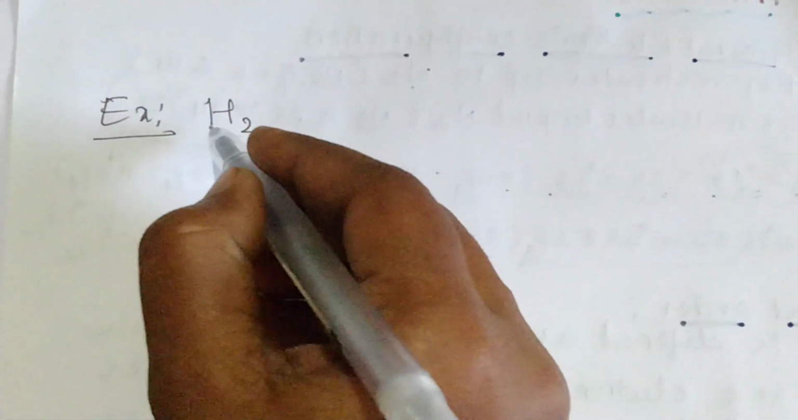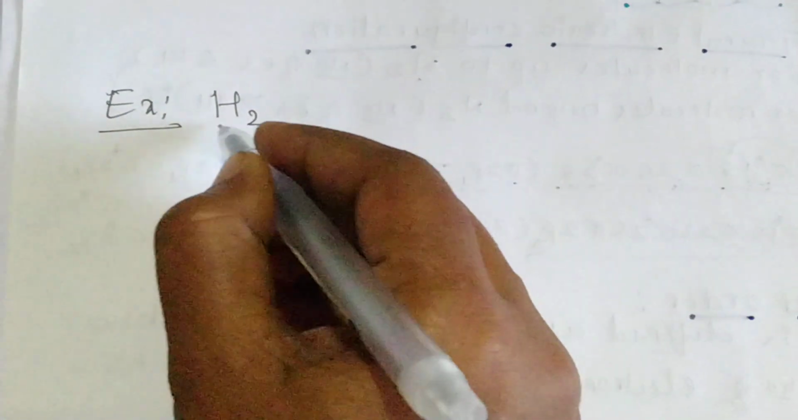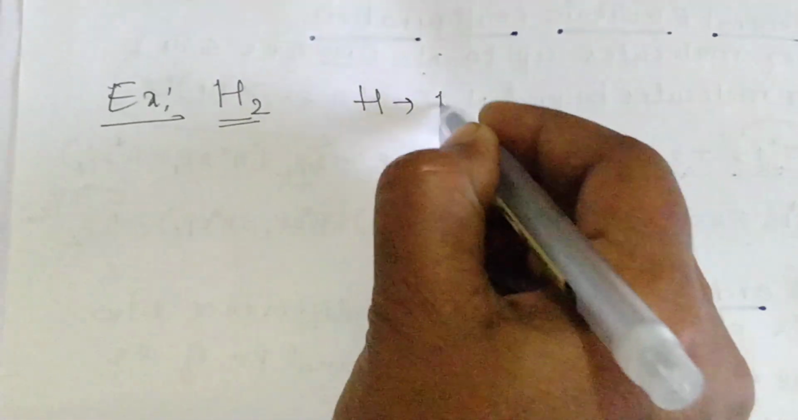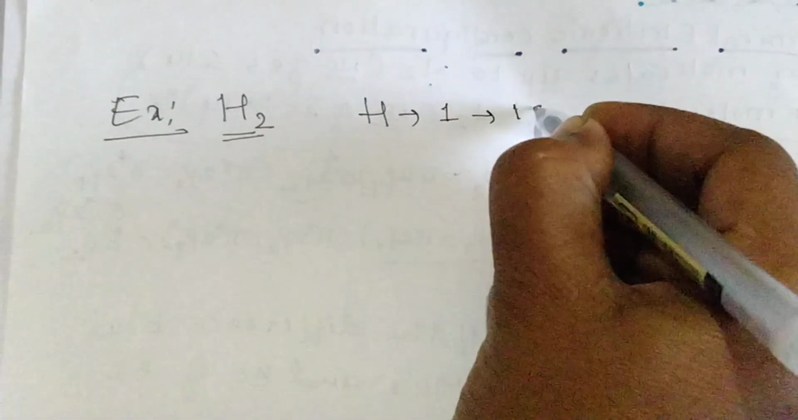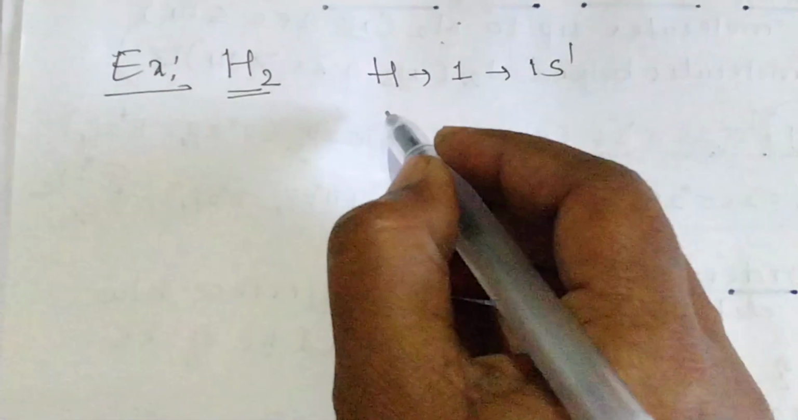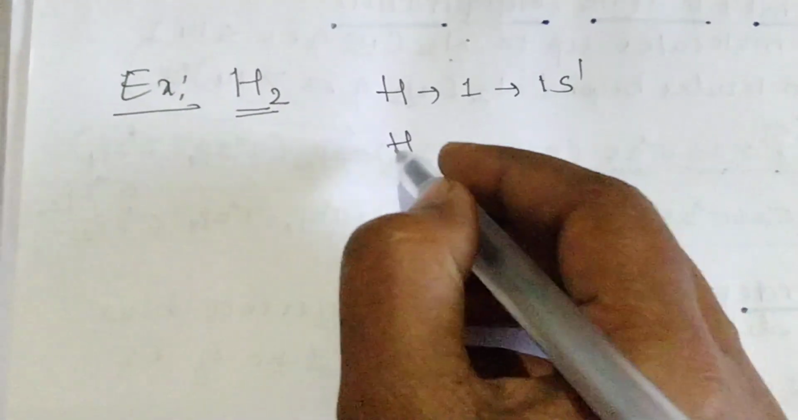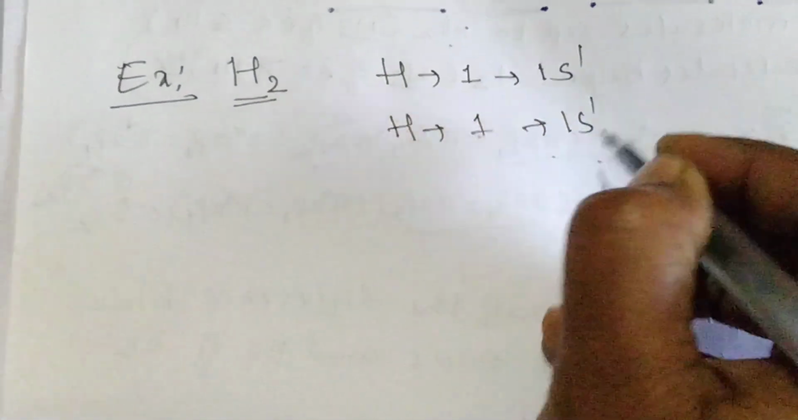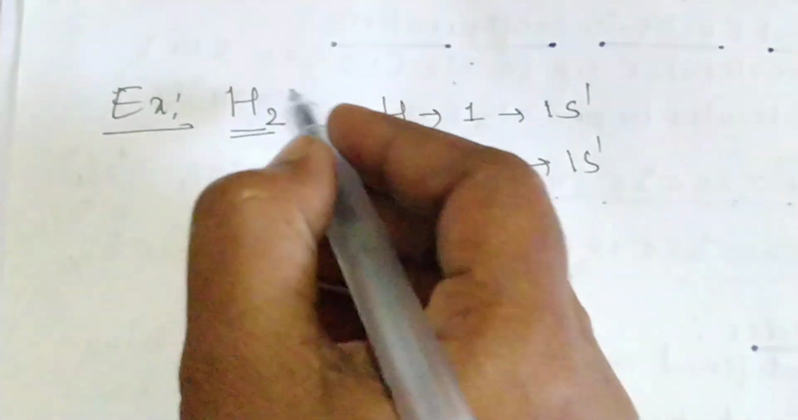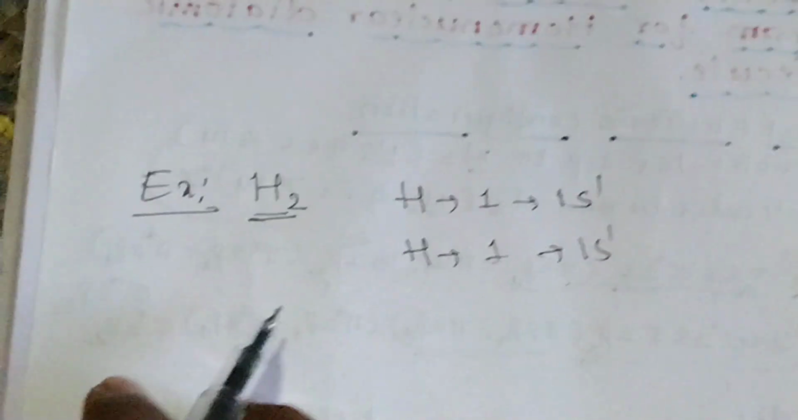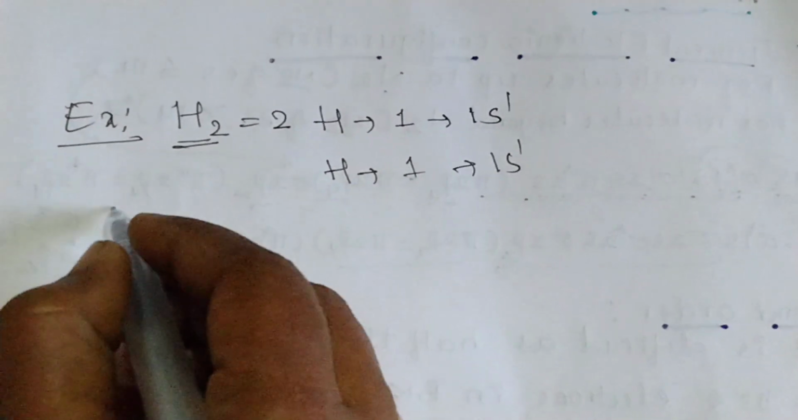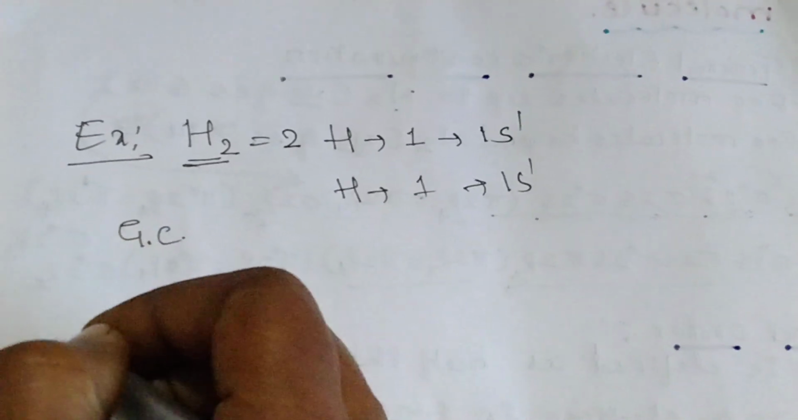First, we know the electrons present in a hydrogen atom. For a single hydrogen atom, it is 1 electron. We can write the configuration 1s1. Similarly, the other hydrogen atom has 1 electron, and the configuration will be 1s1. So the total number of electrons present in hydrogen is 2 electrons. We have to write the configuration.